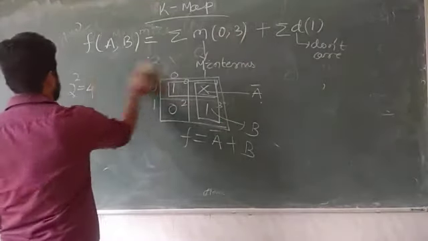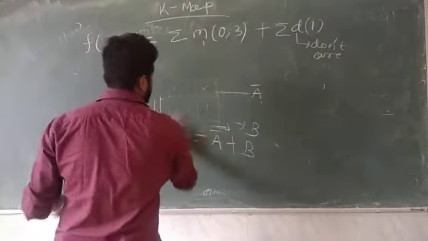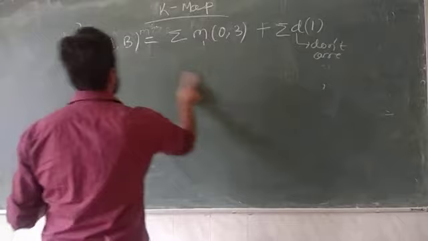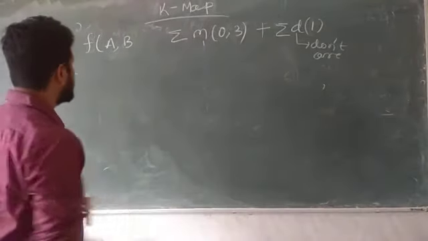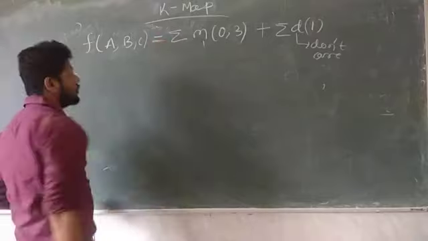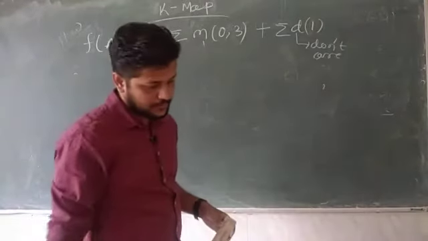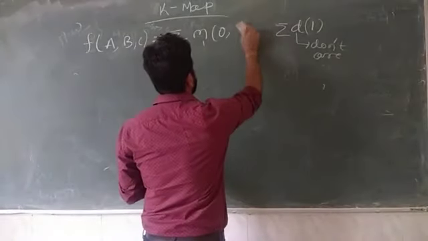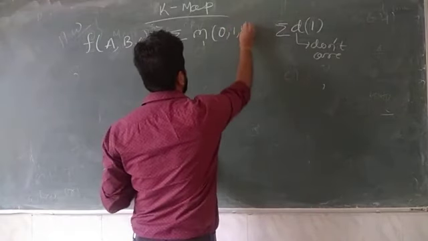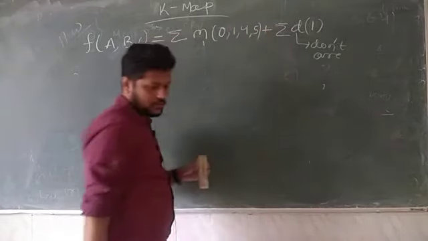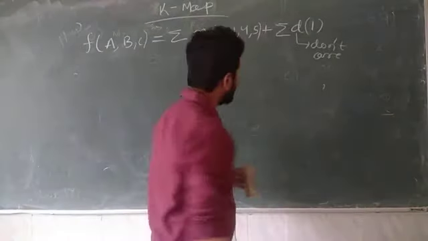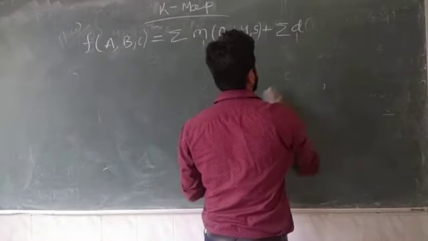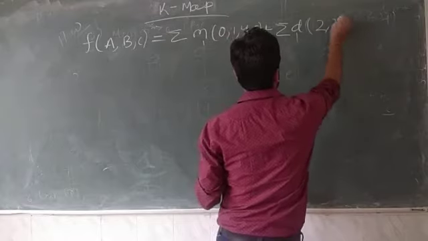So the question is, if ABC is equal to summation of 0, 1, 4 and 5, and don't care we have 2 and 3.